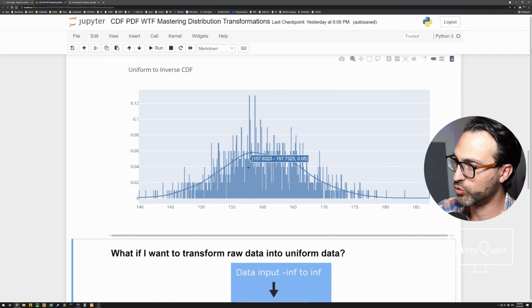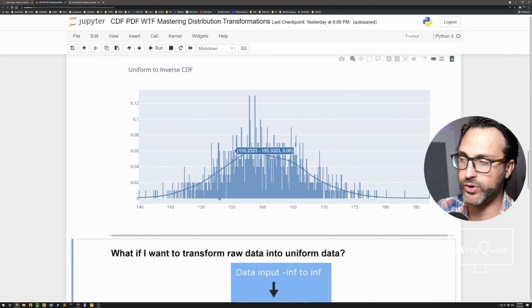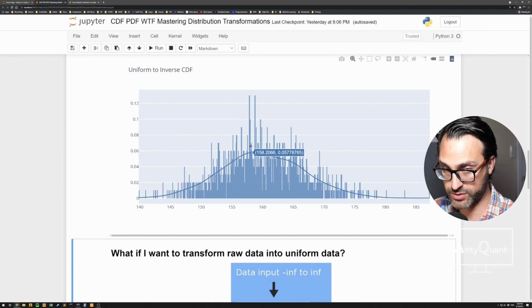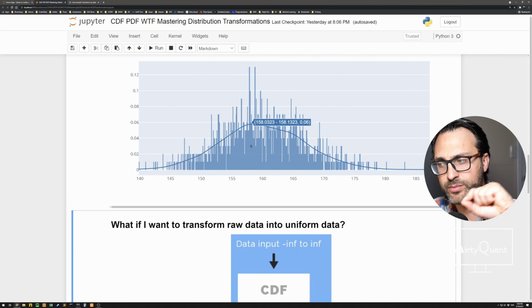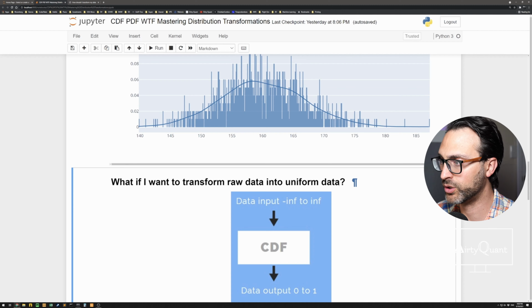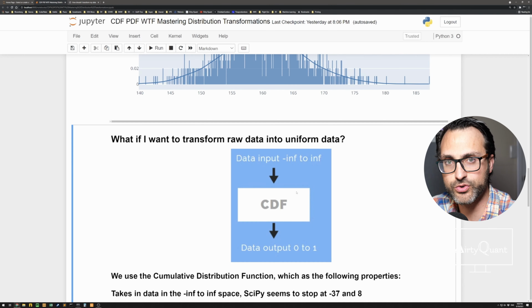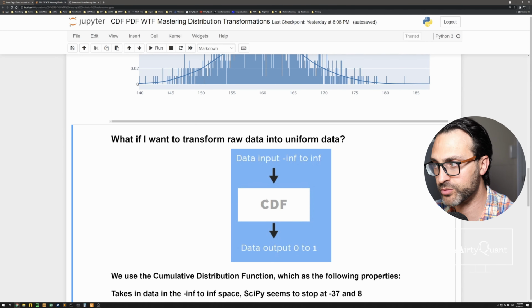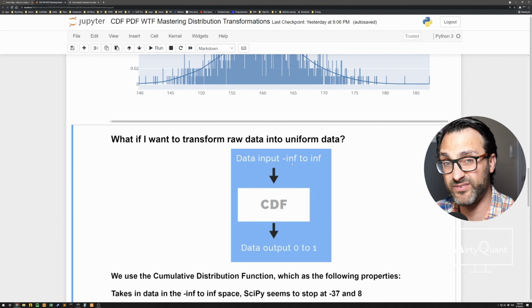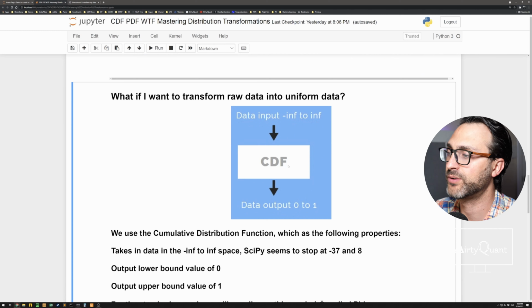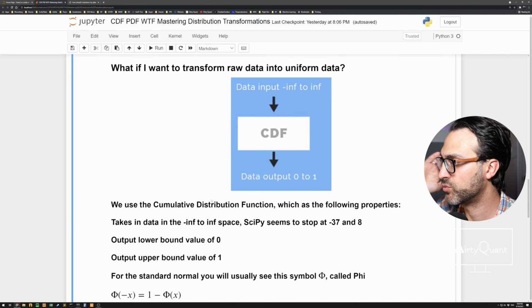All right. So what if I wanted to take raw data? Let's call it raw data that you would see in the real world, so real people's measurements of heights, right? And I want to transform it into uniform data. Well, in this case, I actually use the CDF, the cumulative distribution function. It expects data from minus infinity to plus infinity, those are the bounds, and it will return something in the 0, 1 space, right?